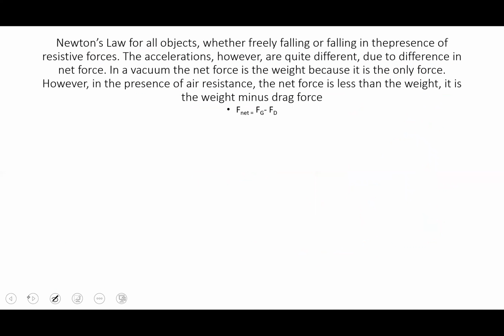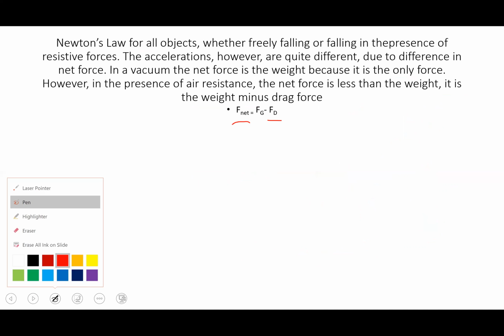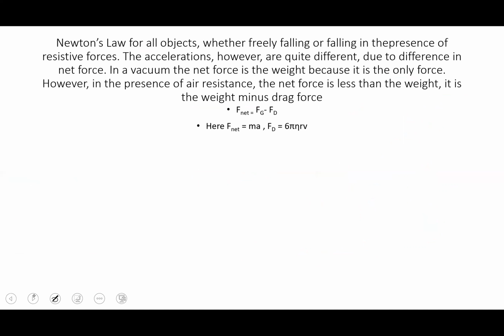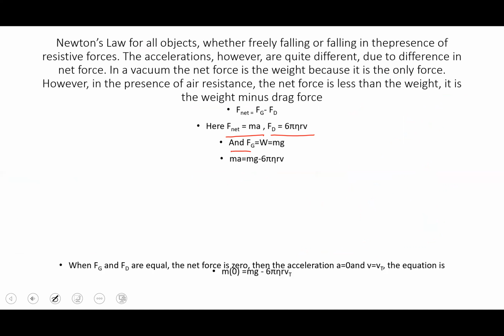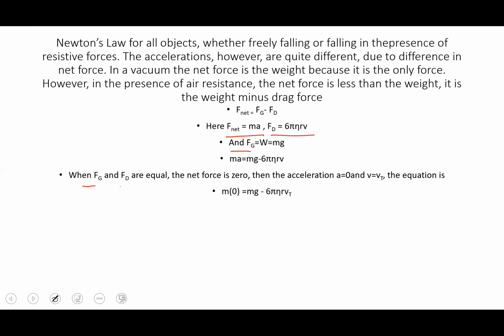That is why we say the net force, F equals ma, is equal to Fg, the gravitational force or weight, minus Fd, the drag force. Here the net force is ma, the drag force is 6 pi eta r Vt, or we can say v, and Fg, the weight, is equal to mg. Now if we put in the values, we get ma equals mg minus 6 pi eta r Vt, or v.